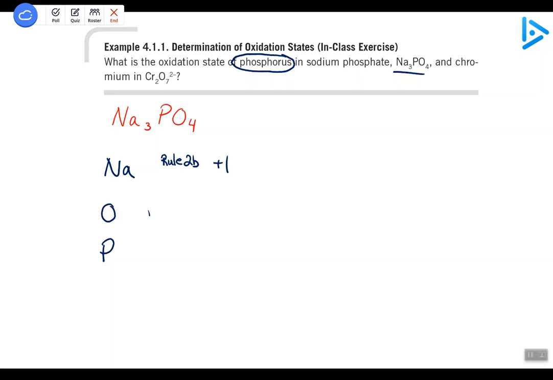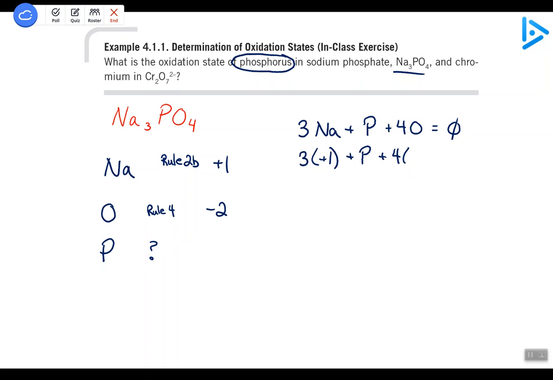Oxygen, according to rule 4, has to be -2. Phosphorus, well, I don't have a rule for phosphorus. I'm going to have to look at the charge of the entire compound, which is neutral, and solve for phosphorus. So in this compound, I have 3 sodium atoms, 1 phosphorus atom, and 4 oxygen atoms, and that needs to sum to 0. Well, I know sodium is +1. I'm going to solve for phosphorus, and oxygen is -2. Turns into a simple math problem.